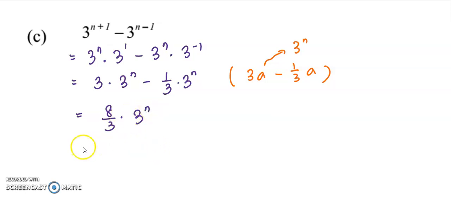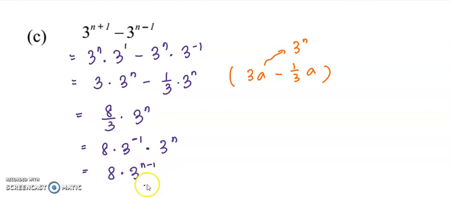Alright. Then you can simplify further, where this is your 8 multiplied by 3 power of negative 1, because 8 over 3 meaning that is 8 multiplied by 1 over 3. Alright, multiplied by 3 power of n. You can simplify further. It will become 8 3 power of n minus 1. That's it. Or you can apply the second method, continue from this step.